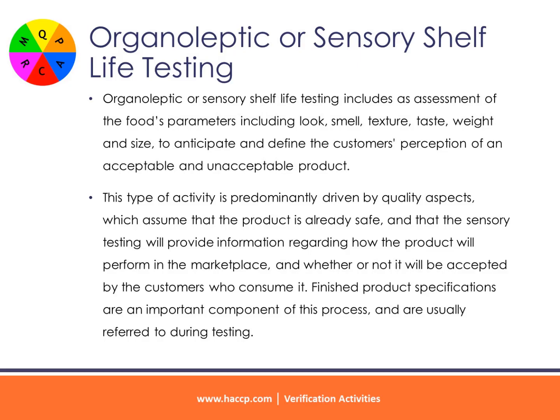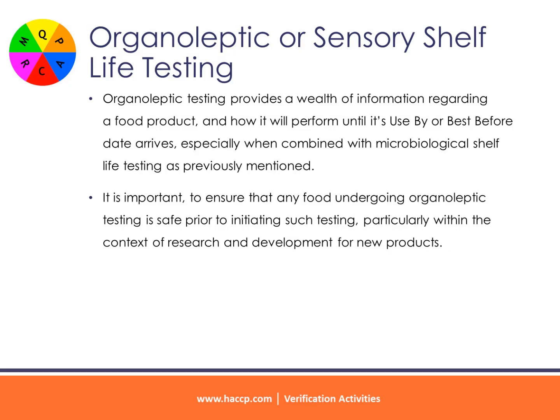Finished product specifications are an important component of this process, and are usually referred to during testing. Organoleptic testing provides a wealth of information regarding a food product, and how it will perform until its use by or best before date arrives, especially when combined with microbiological shelf life testing as previously mentioned. It is important to ensure that any food undergoing organoleptic testing is safe prior to initiating such testing, particularly within the context of research and development for new products.